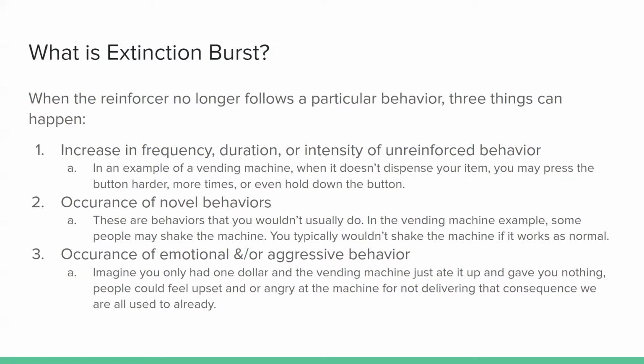Or two, the occurrence of novel behaviors, or things that you typically wouldn't do regularly. For example, you may shake the machine, you might hit the machine. You usually wouldn't shake or hit a machine if it works normally and gives you the consequence, right? And then number three, the occurrence of emotional or aggressive behavior. Imagine if you only had $1 and the vending machine just ate it up and gave you nothing. You might feel upset or angry at the machine because it didn't deliver your item.